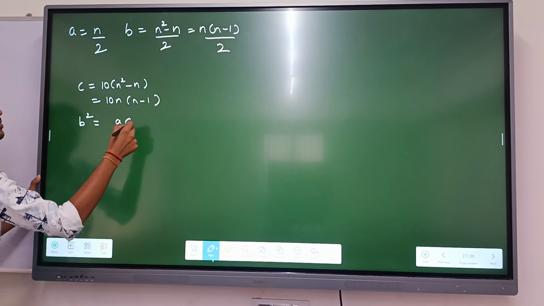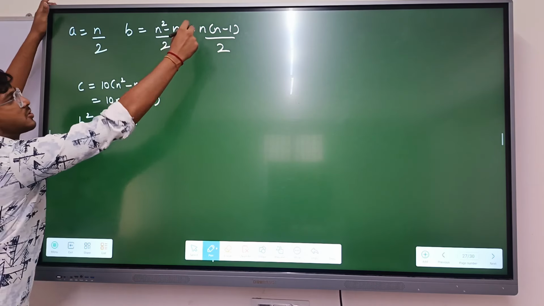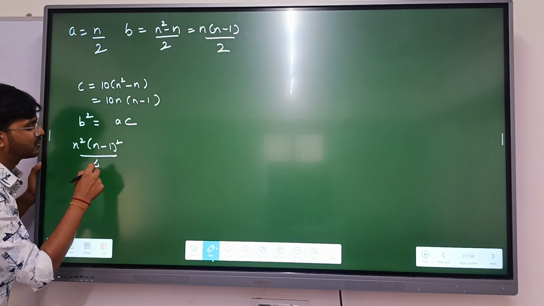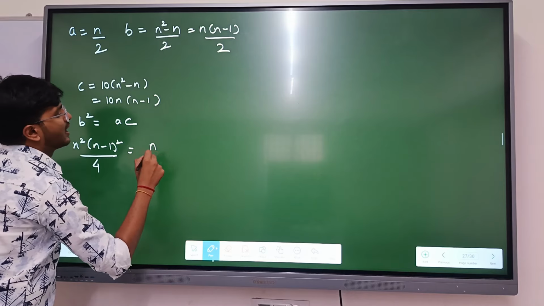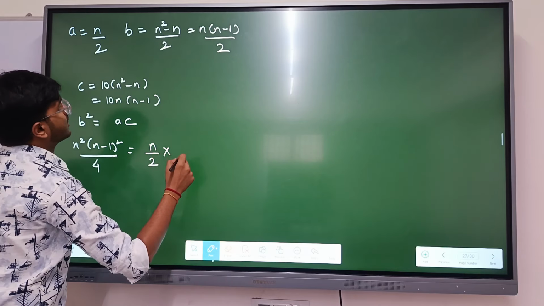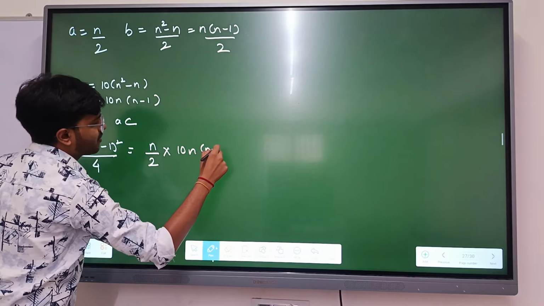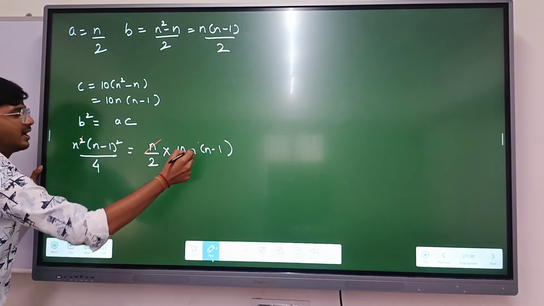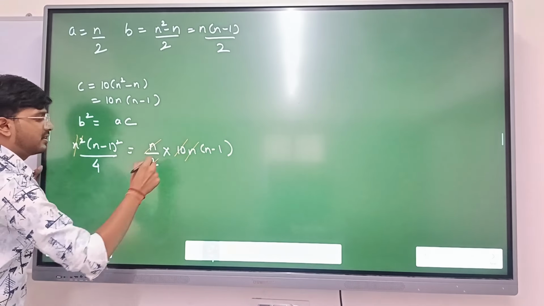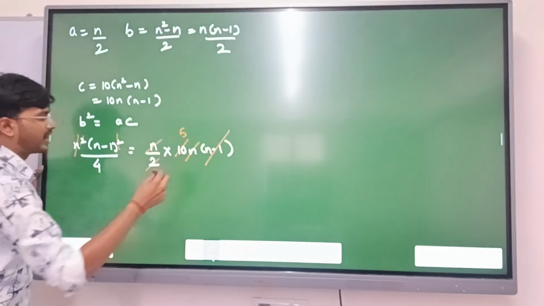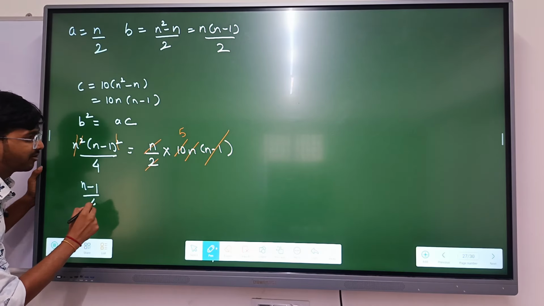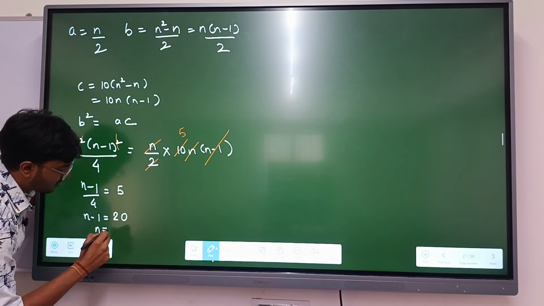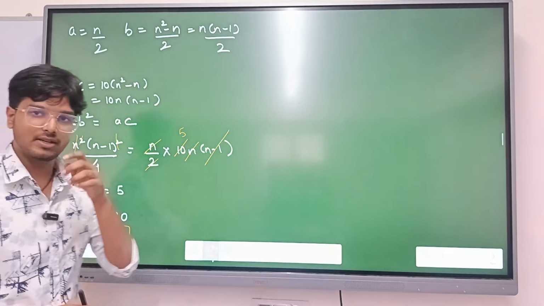And B square is equal to AC. B square, whole square of this. So n square into n minus 1 whole square divided by 2 square, 4, equal to AC. A is n by 2 into C. C is 10n into n minus 1. Some terms will get cancelled out. Square and n, n and n, 2 and 2 5s are 10, square and n minus 1. So what remains? N minus 1 by 4 equal to 5. N minus 1 equal to 4 into 5, 20. N equal to 21. So value of n is 21.